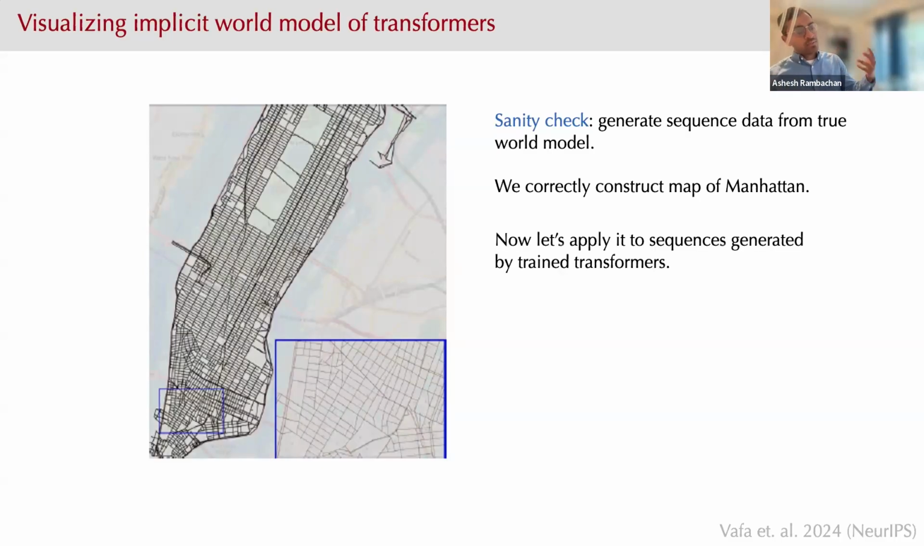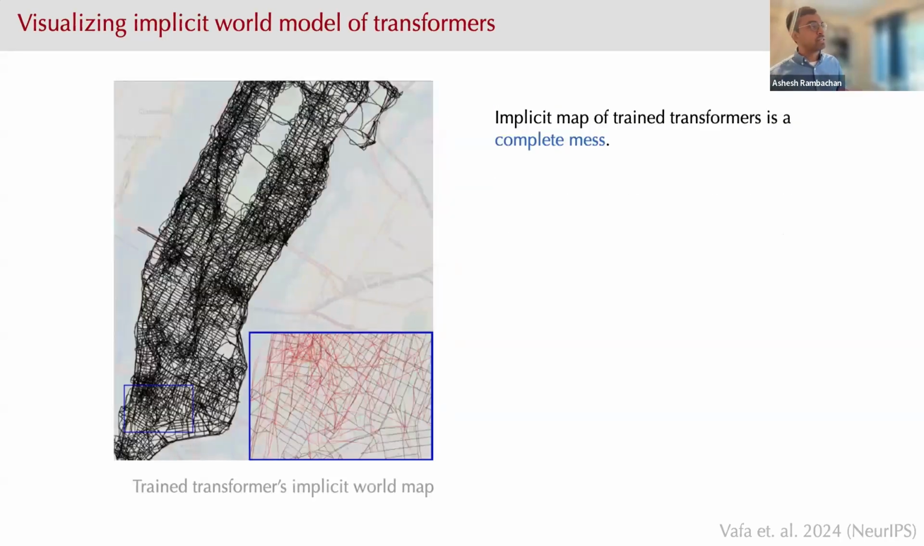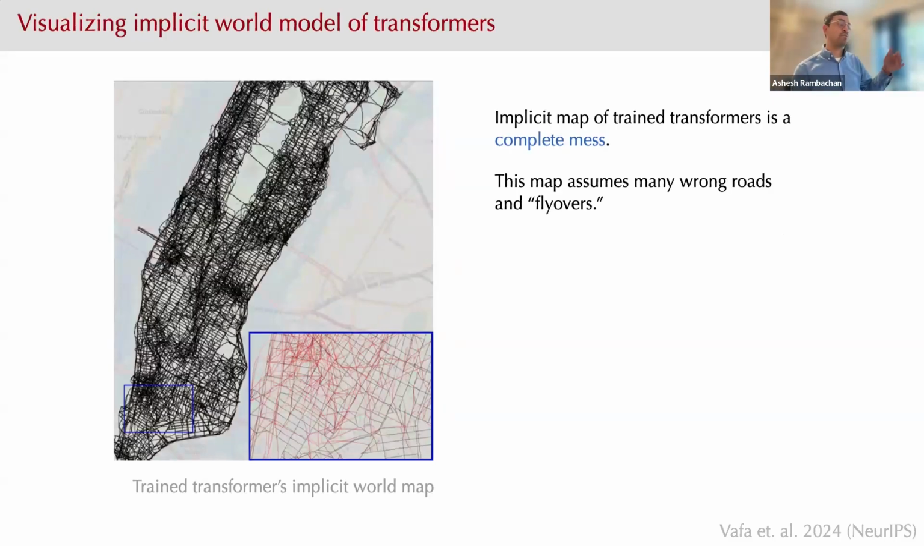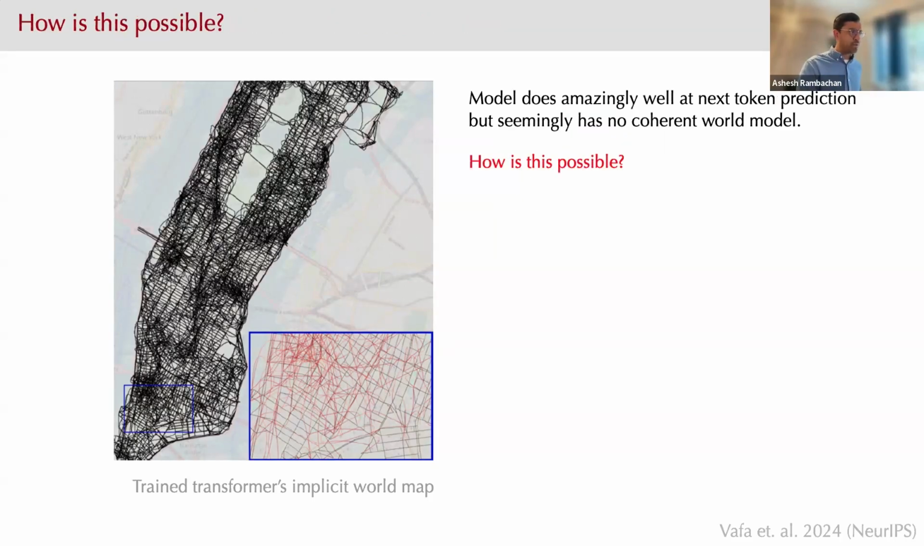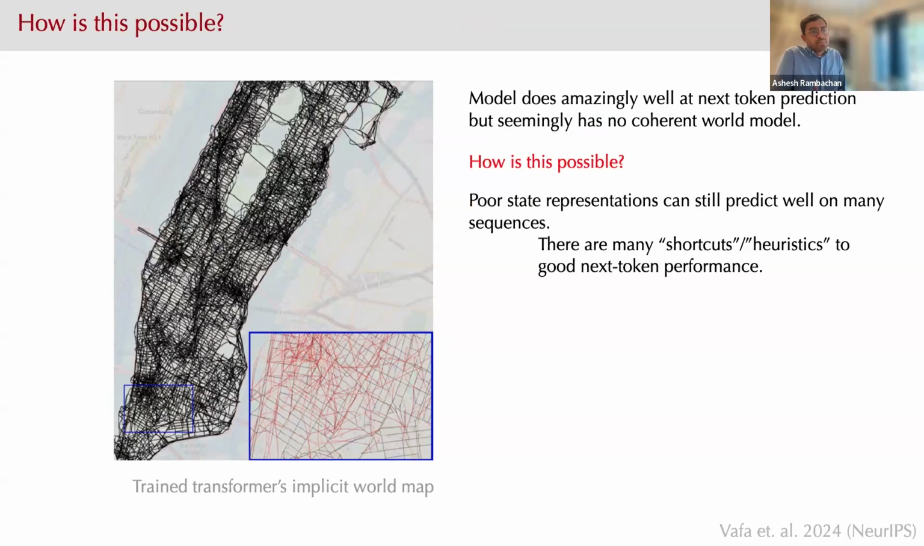But when we do it on sequences of taxi rides generated by our trained transformers, the result is a complete mess. It contains many apparent wrong roads and flyovers that connect intersections that actually have no direct route connecting them. And so now, what are we to make of this? How do we have a model that does well on next token prediction, but seems to have an inaccurate model of the world, as represented through its performance on these off-distribution counterfactuals, or in trying to implicitly visualize its world model? Well, this is something that, again, is going to look very familiar from supervised learning circa 25 years ago.